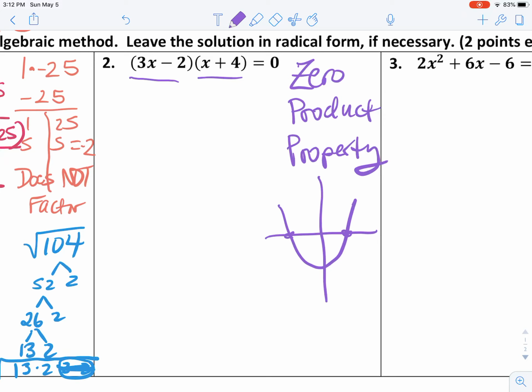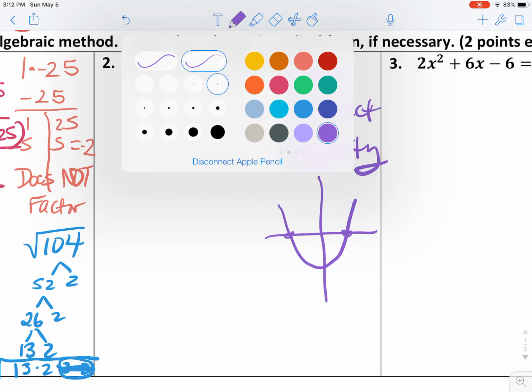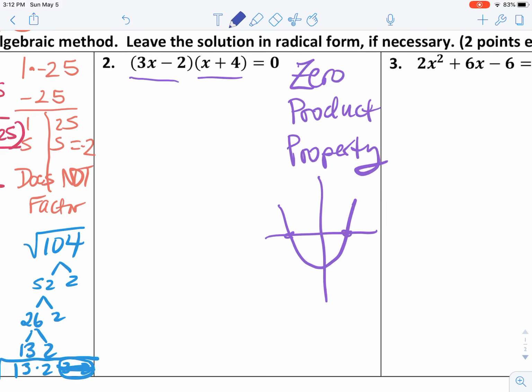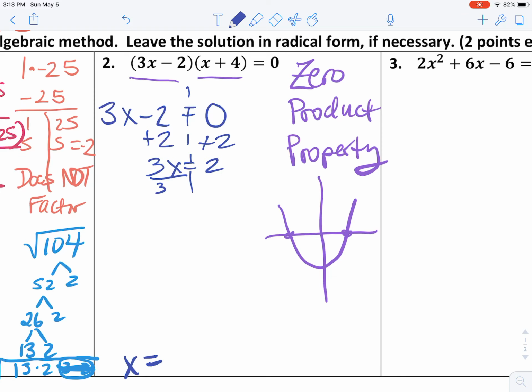So let's take a look at how we could figure out how to make each one of these terms equal to 0. All I'm going to do here is write them out as two little tiny algebra problems like we did earlier in the year, and we're just going to solve each one separately. Then when we write our answers, we're going to write x equals one thing or x equals the other thing, and both of them will work. So let's solve this. x equals 2/3. So that's one of our solutions.